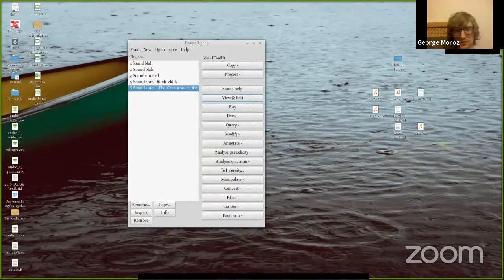Okay, so for now, please somehow manipulate your recording. So cut something from somewhere and put it somewhere, and type 4 in the chat.